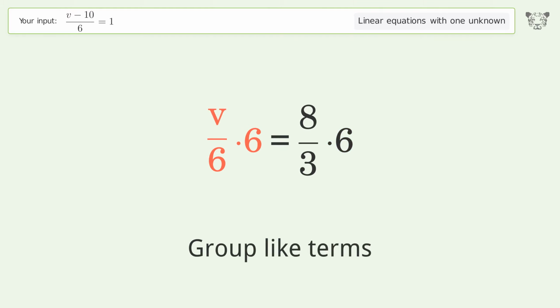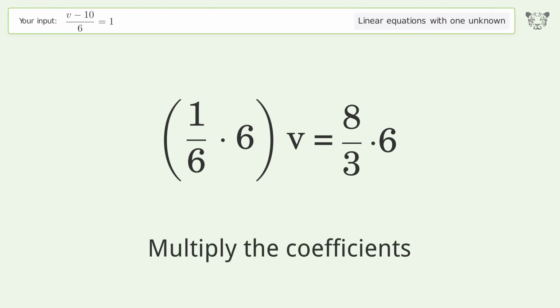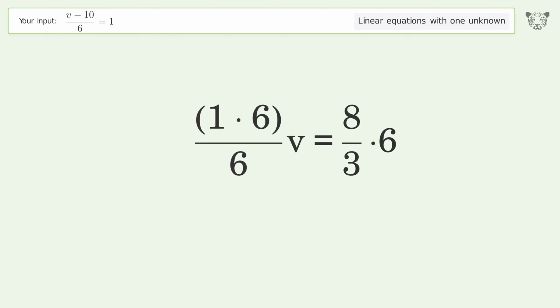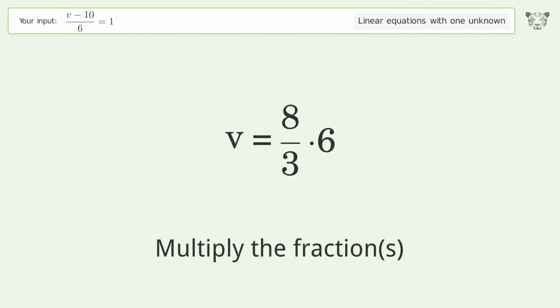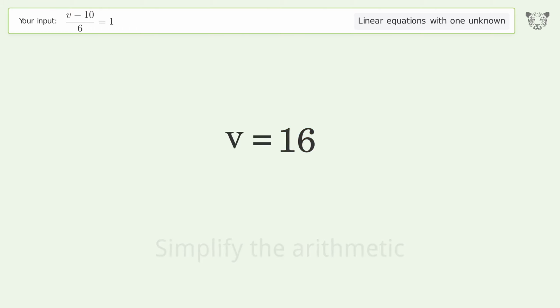Group like terms. Multiply the coefficients. Simplify the fraction. Multiply the fractions. Simplify the arithmetic. And so the final result is v equals 16.